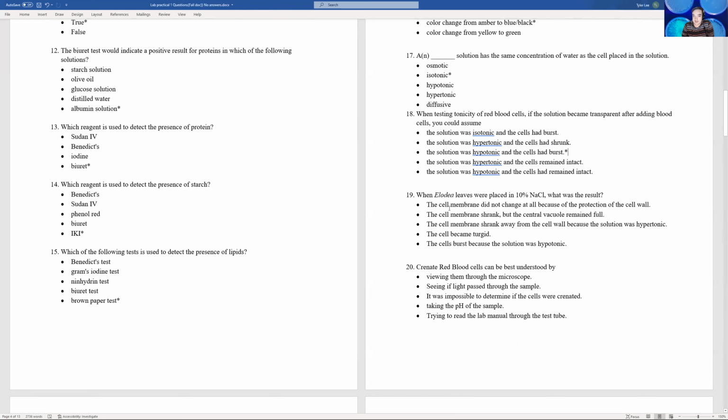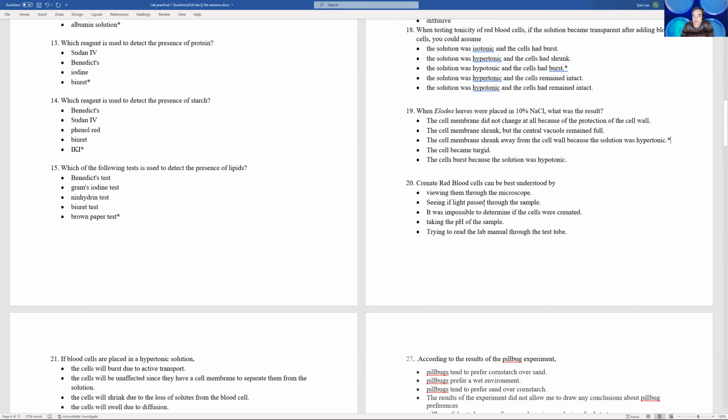So in this case, the cell membrane will shrink away from the cell wall because, again, the cell wall is pretty rigid and it won't move very much, but the cell membrane will. It'll shrink away from the cell wall because the solution is hypertonic, causing the water to leave the cell membrane.